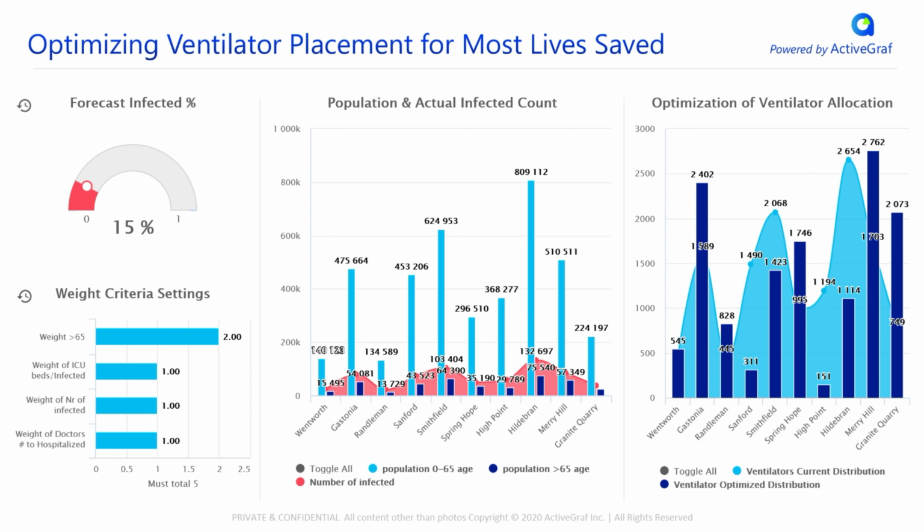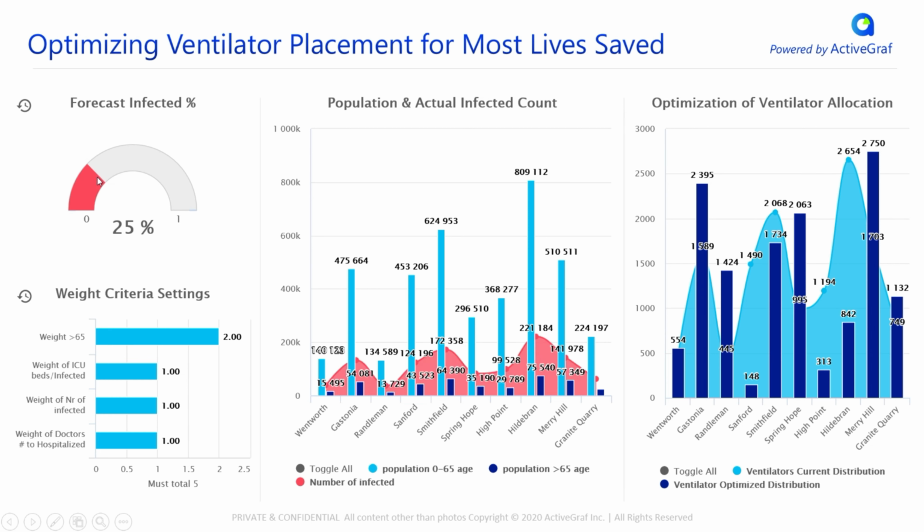Taking a closer look, on the top left of the dashboard we have the forecast infected percentage gauge. With it, we can set the percentage of the population in each location that has contracted the virus. As you can see in the middle chart, we have the population by location, including in the red in the background, the amount of people who are infected by each location. And in each location, we also have the data for the population up to 65, and in dark blue, the population that is 65 and older.